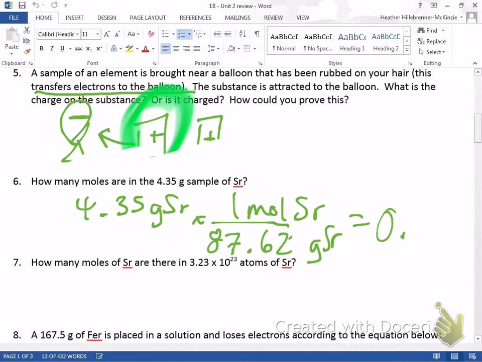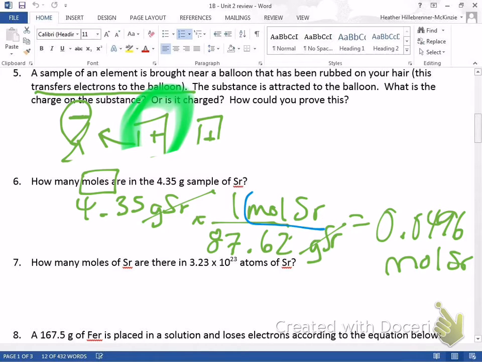So you get 0.0496? Yes. And my units would be moles, moles of Sr, because the problem asks you for moles, and look what happens. Grams and grams cancel out, so the only units I am left with are moles.